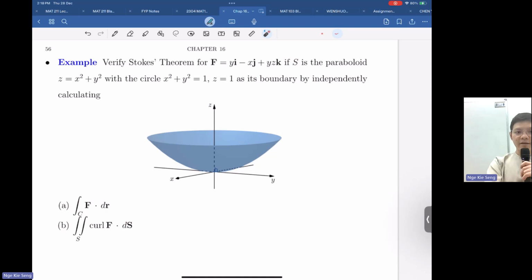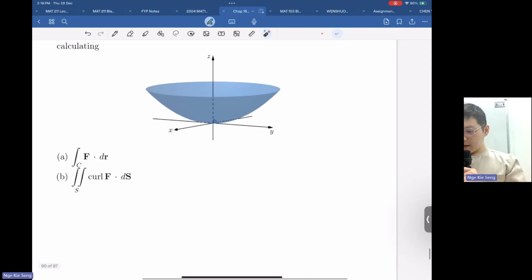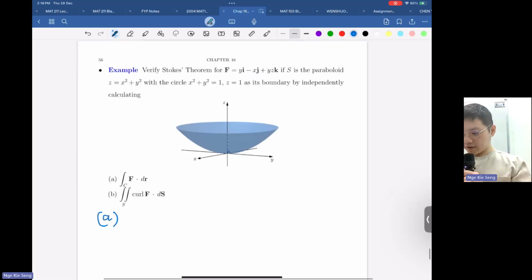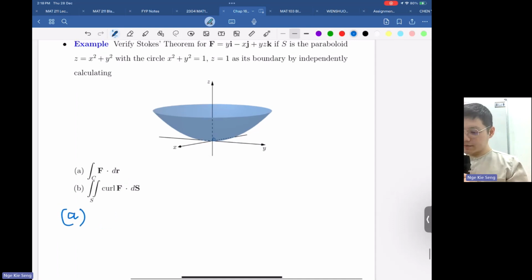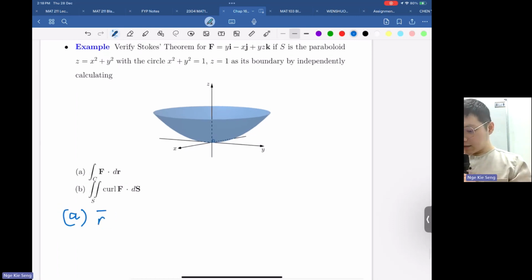Okay, let's do part A first. Let's compute the work done around this curve. This curve is relatively easy. What's the curve C here? It is the circle x² + y² = 1 at z = 1.